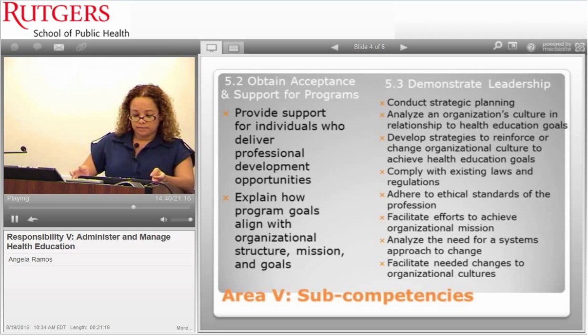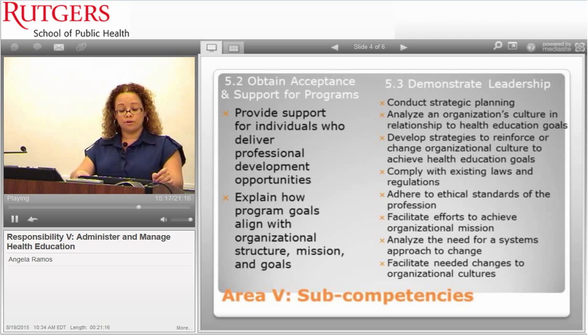Also in this competency, your ecological approaches and your organizational development come into play. Ecological approaches help you make your program more successful. Organizational development helps you get a feel for the culture of your organization. There are 7 characteristics: innovation and risk-taking, attention to detail, outcome orientation, people orientation, team orientation, aggressiveness, and stability.